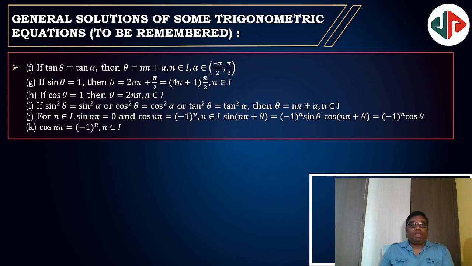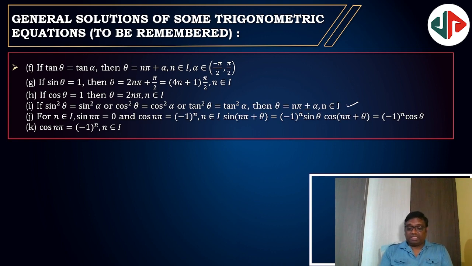Remember, sin square theta is equal to sin square alpha, or cos square theta is equal to cos square alpha, or tan square theta is equal to tan square alpha. For all of these, theta must be equal to n pi plus or minus alpha. Very, very important formula. Remember this formula.